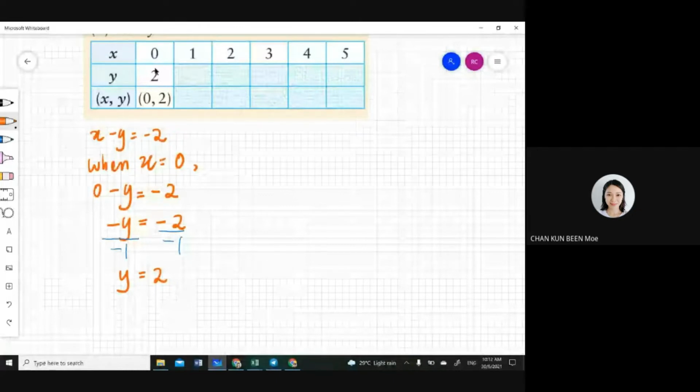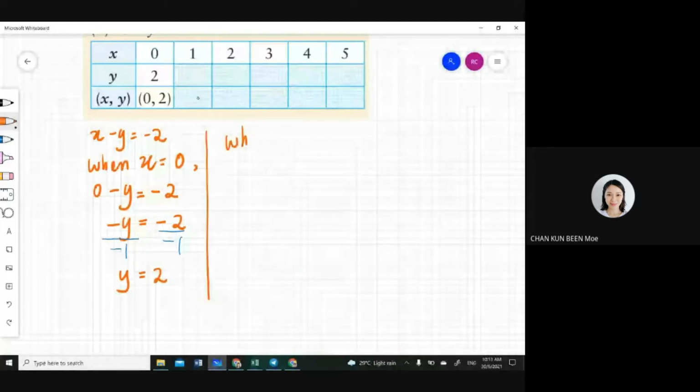And then you write them down as an ordered pair. An ordered pair like this means the coordinate actually. So 0 is the x coordinate, and this is the y coordinate: (0, 2). Okay, now we are going to look for 1, when the value of x is equal to 1.